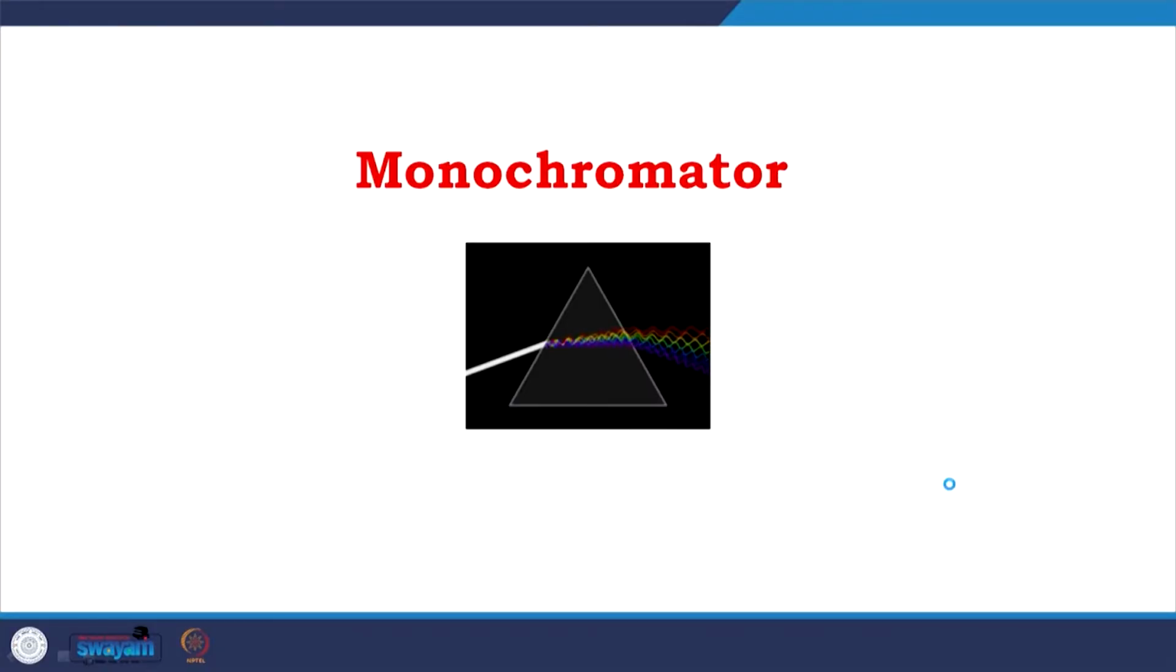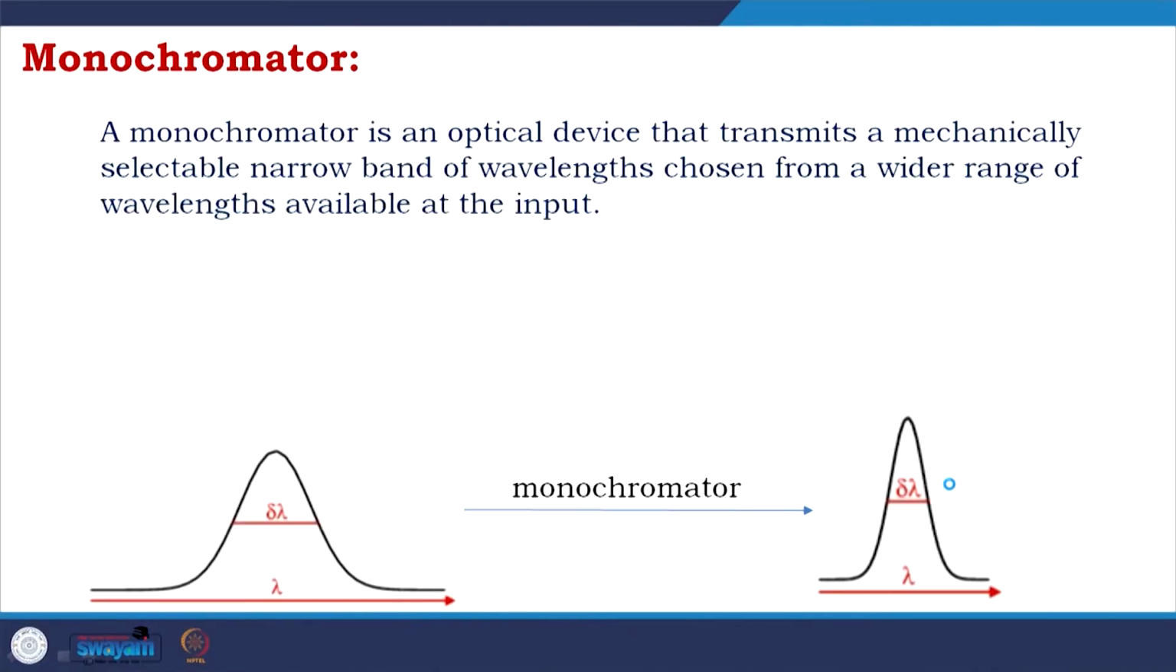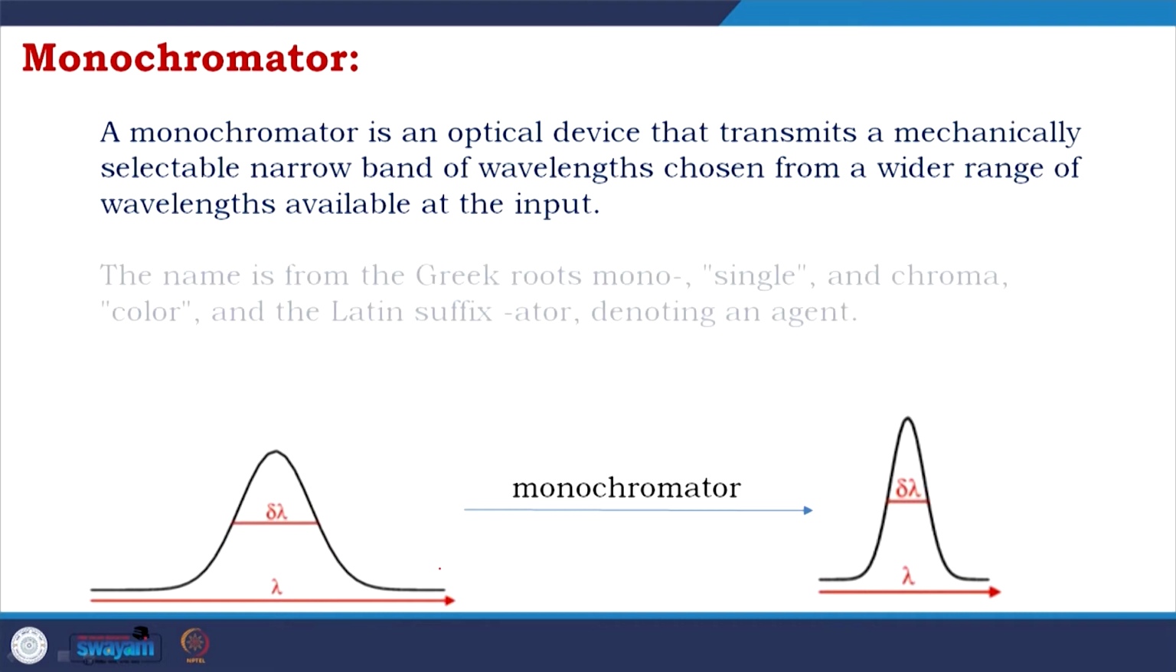Coming to monochromator, as you understand, the polychromatic rays are becoming monochromatic. A monochromator is an optical device that transmits a mechanically selectable narrow band of wavelengths chosen from a wider range of wavelengths available at the input. So, if you see here, it is wider, it becomes narrower with the help of a monochromator.